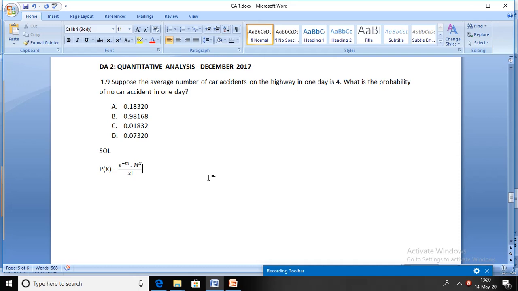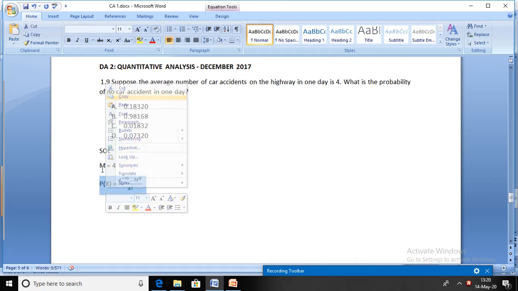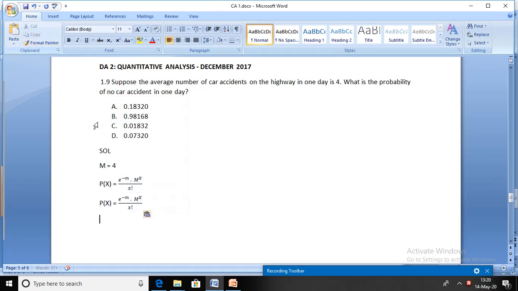So in the question, what is the mean? According to the question, we've been given the mean equals 4. The question says the average number of car accidents on the highway in one day is 4. So 4 is the mean. What's the probability of no car accident in one day? We are looking at the probability of 0 car accidents in one day.